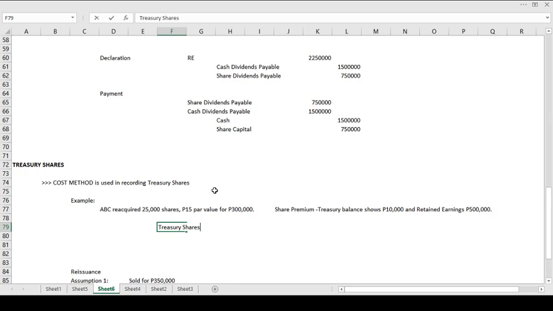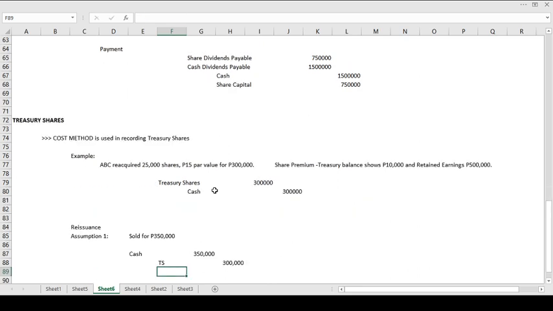And then any excess of the reissuance price over the cost of the treasury shares must be recognized as share premium on reissuance, not as gain on reissuance. Instead, that would be share premium on treasury shares amounting to 50,000. Okay, that's it. How about, sir, if it was reissued below cost? Ito, kailangan mo itong ma-memorize. Debit cash, kasi nabili lang at 250. You credit treasury shares at its cost pa rin, 300.